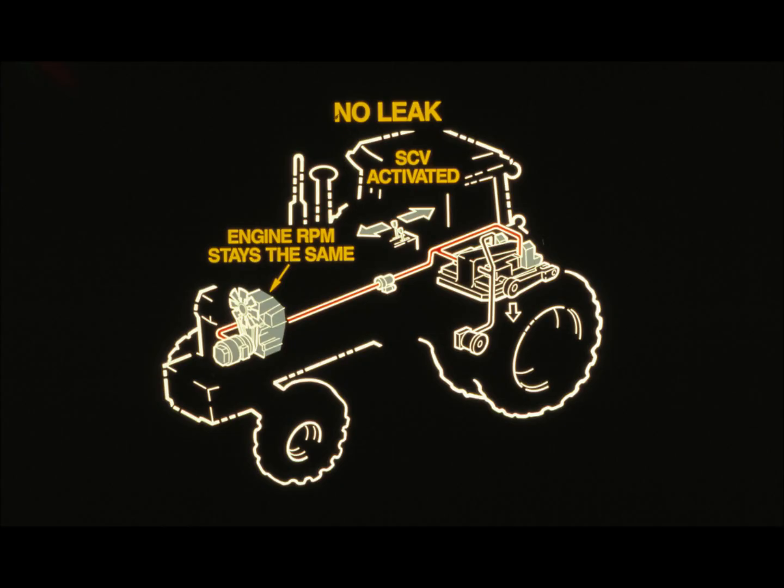The diagram shows how this test works when there is no leak. With all the hoses disconnected, oil has nowhere to go when an SCV is activated. There is no oil flow from the main pump, so the pump does not work to circulate oil. Engine load does not increase, and the RPM reading stays the same.